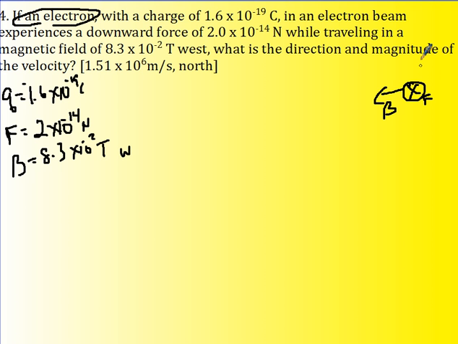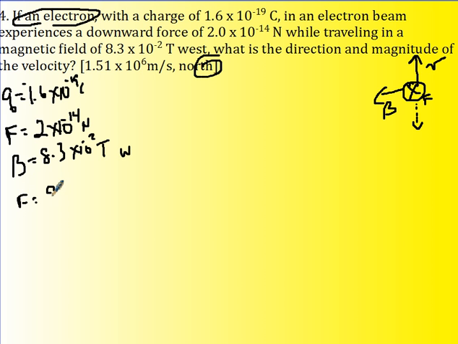Clearly the velocity is either going to be north or south. Put your fingers in the direction of B and the force down. If you do that, you'll see your thumb points south. But this is an electron. Because it's an electron, you know the velocity has to be north. Now, let's find the velocity.